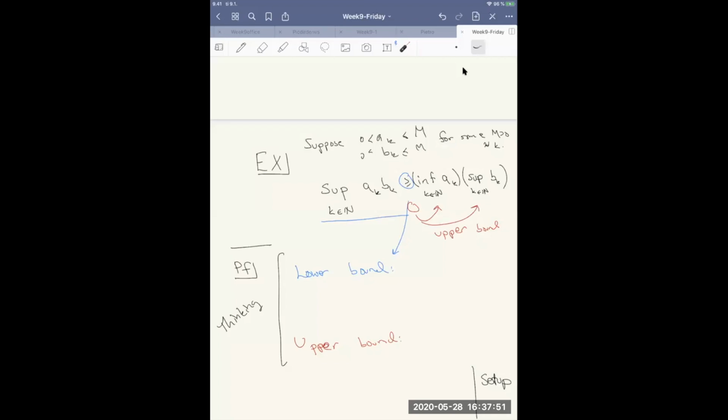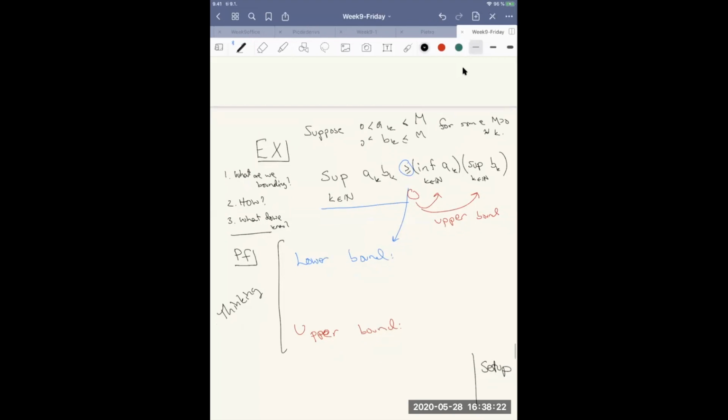Now, there's a way of looking at this. Again, we have to ask ourselves the three questions. What are we bounding? How are we bounding it, up or down? And what do we know? In this case, the first two will be more important. These are not always as important.